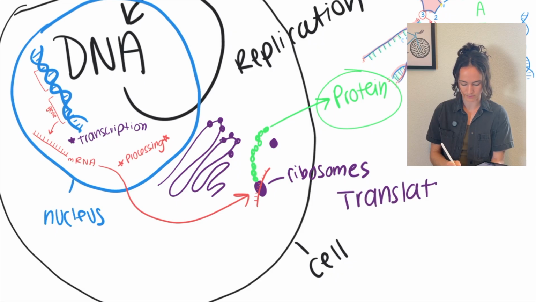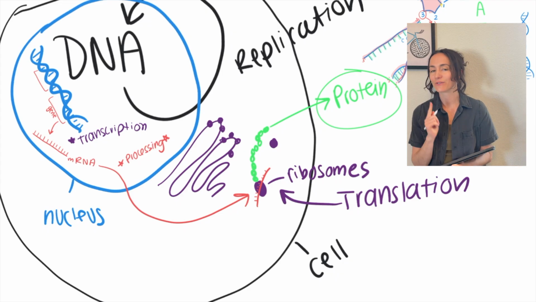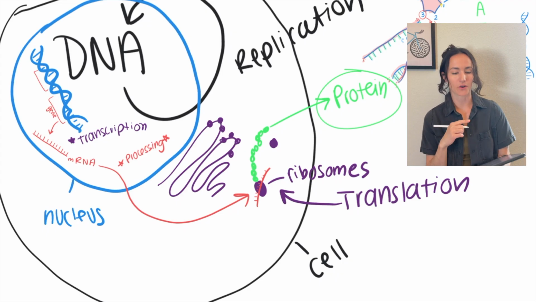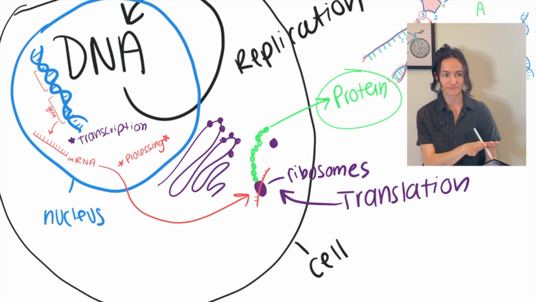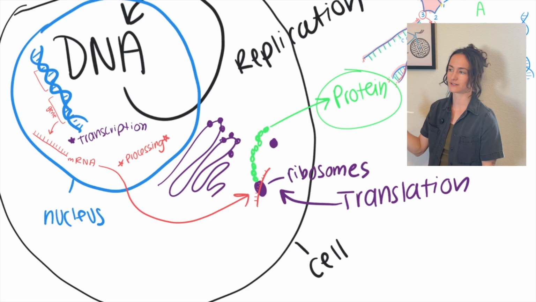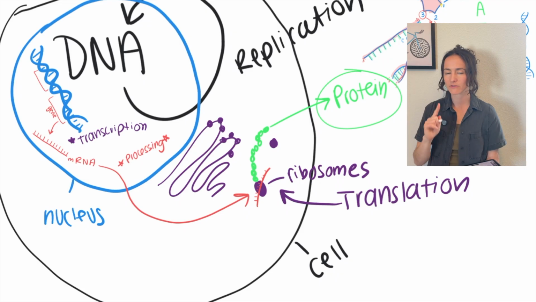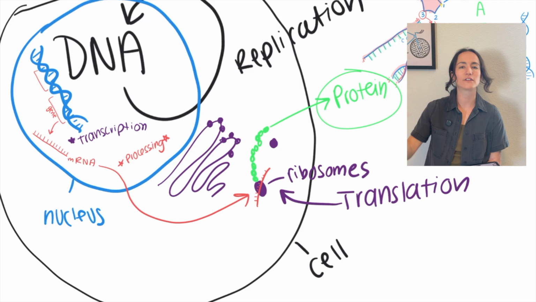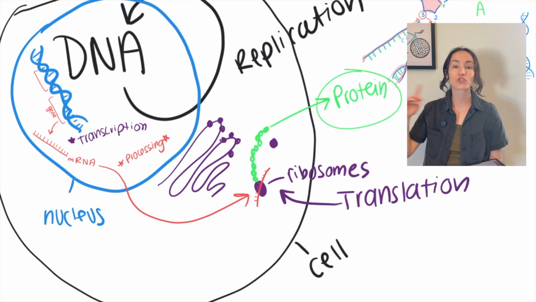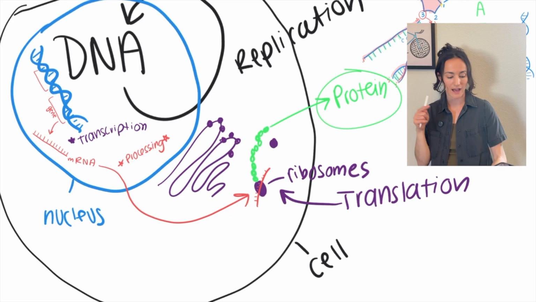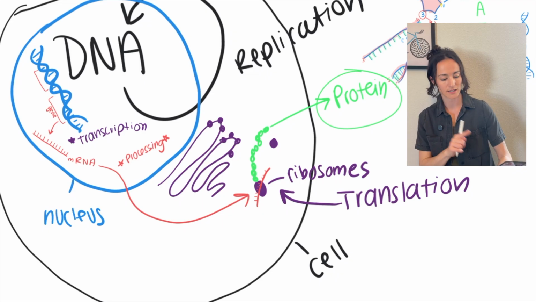Kind of making a bit of a messy drawing here. So here's how you can remember it. In translation, we are going from RNA, which is a nucleic acid, to protein. That's a different type of macromolecule, so we're switching macromolecule categories here. I'm translating, right? When I translate from English to Spanish, I'm switching languages. I am switching languages here from nucleic acid to protein.